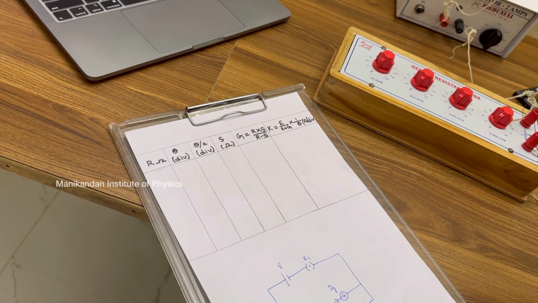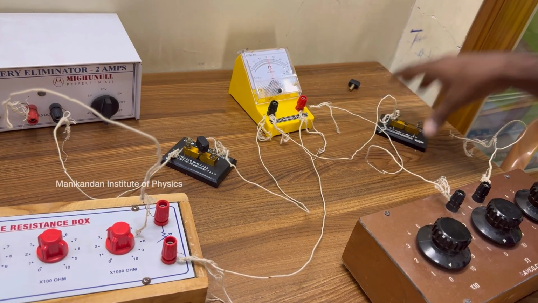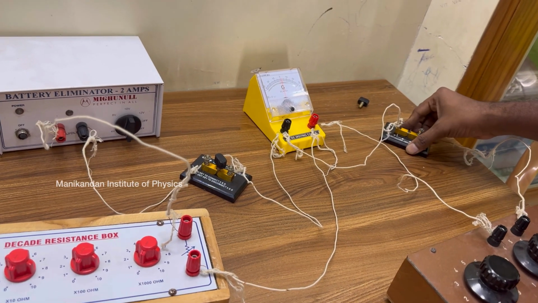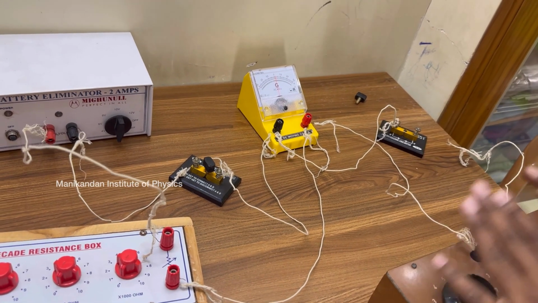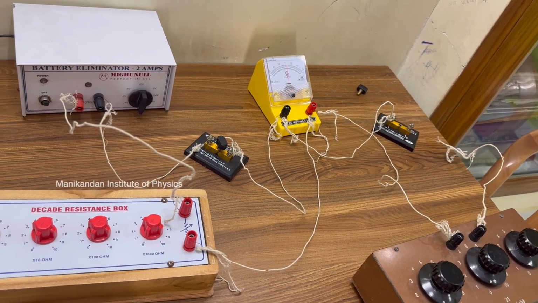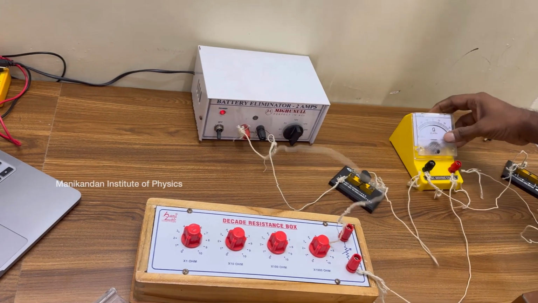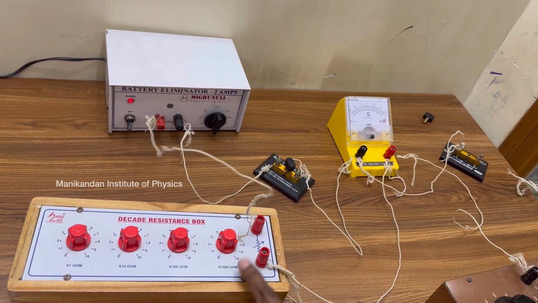So first, when the key K2 is open, the shunt is not connected to the galvanometer. So now it is an open circuit. First I am going to switch on this battery eliminator here. So now this resistance is 0.